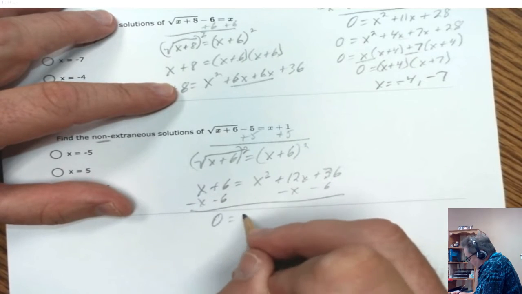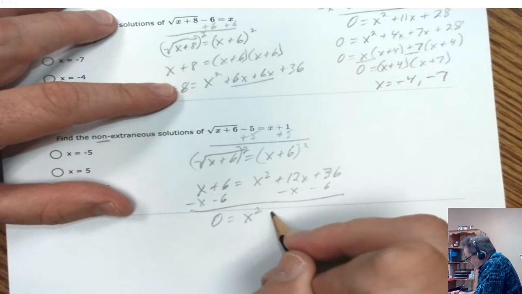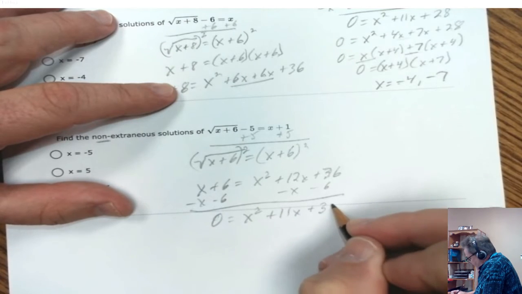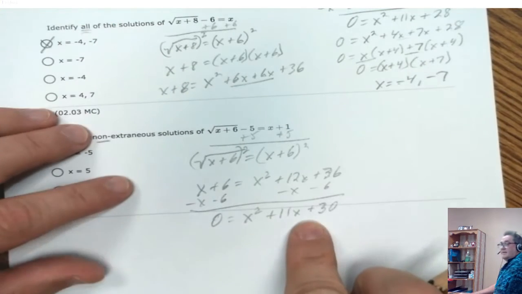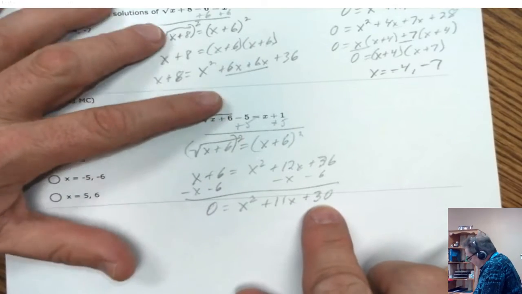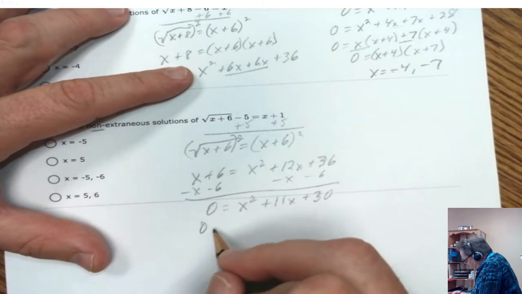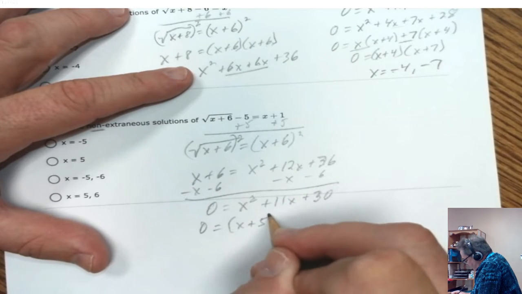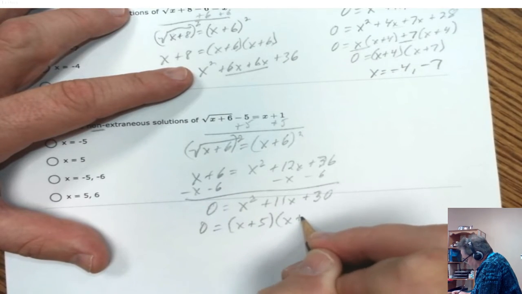So 0 equals x squared plus 11x plus 30. Okay, now we've got plus 30, so we need two numbers that add together to be 11 and multiply together to be 30. So 0 equals x. I'm going to factor the other way this time. I'm just going to jump straight to the factors.